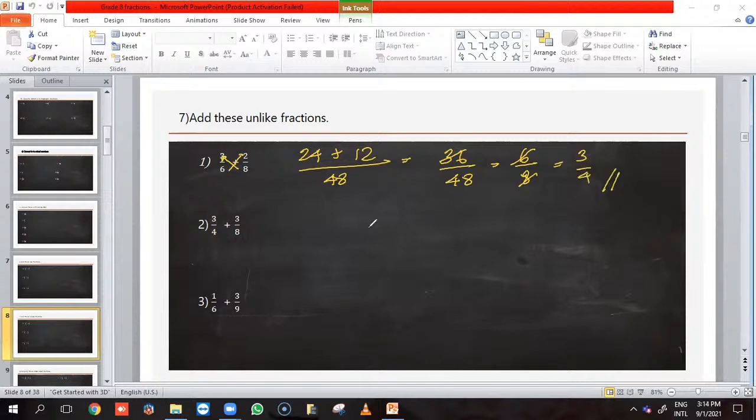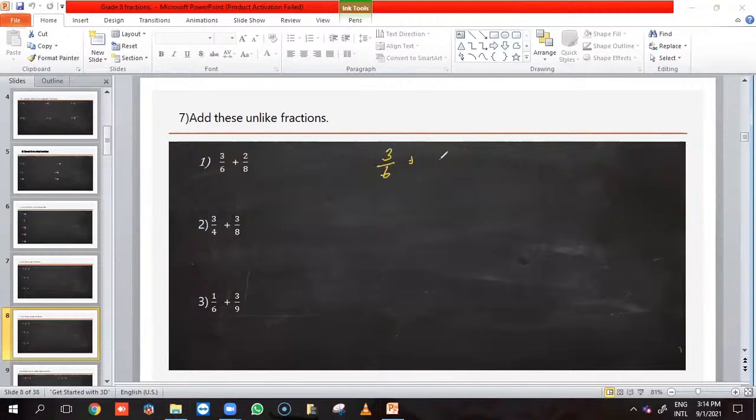Except doing this method, you can follow another method also for this. Right? What is the method? Then I will do the first one by using the other method. Right? 3 over 6 plus 2 over 8. If you prefer this method, you can follow this one. You have to take the common denominator. It means a number which is divisible by 6 as well as 8. What is the number? 12, 8, 24, right? This means you can find the LCM first.